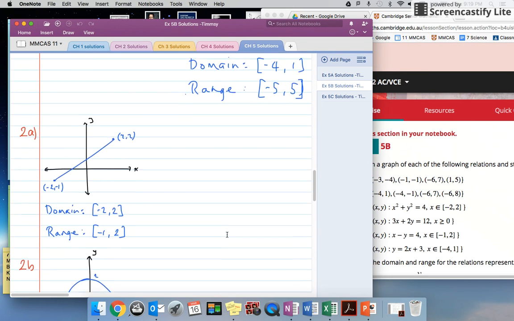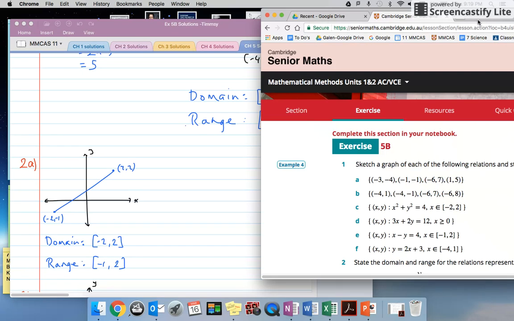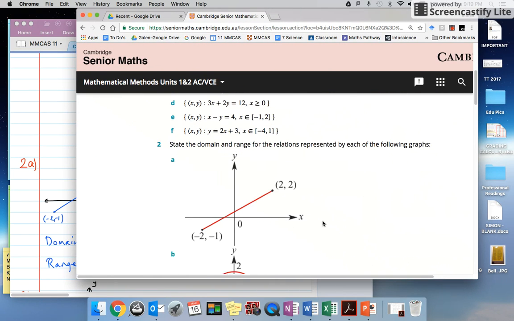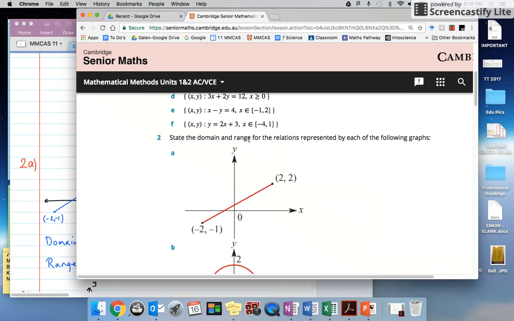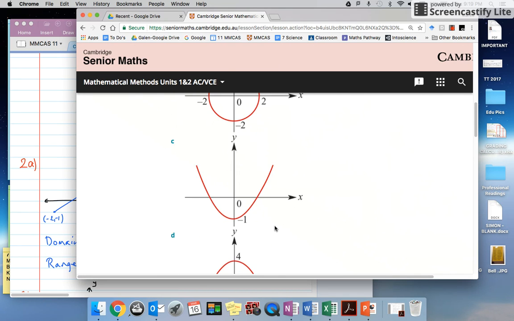So once again, if we go over here, question 2. This is a little bit easier because we've actually got our graphs for us. So we've got to look at our domain and range. They're pretty straightforward. You know that one.